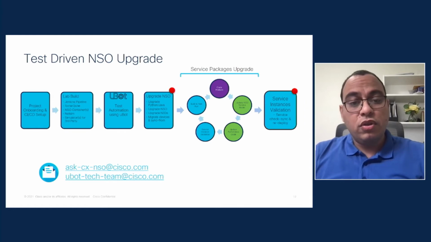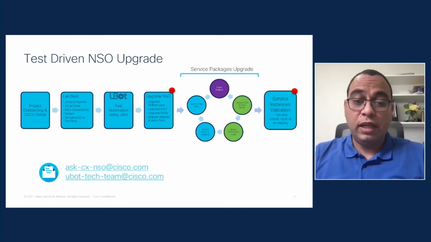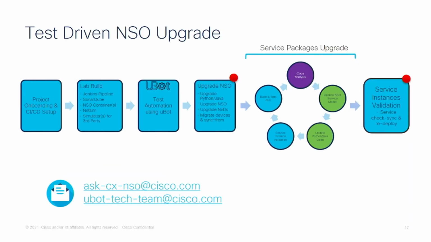The next step is to use one of our CXC accelerators, which we call UPOT. UPOT is a test automation platform which can help you to quickly build test automation for all of your NSO services, and can be extended to have an end-to-end test automation as well. It will increase the test coverage significantly. Even if you have an existing test automation, this will increase the test coverage.